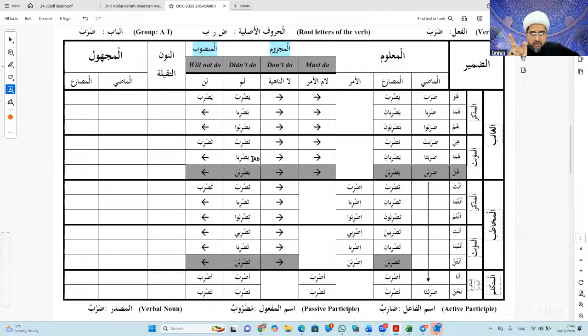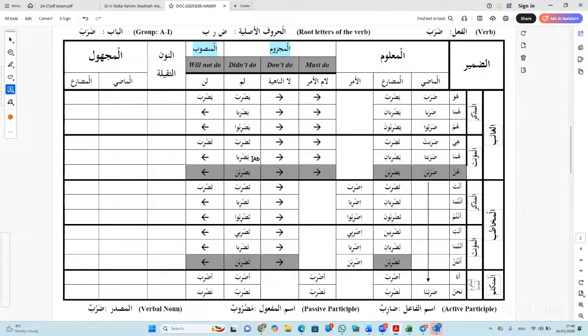And then la tadrib, you should not hit. Correct. La tadriba, you both should not hit. La tadribu, you all should not hit. La tadribi, you girl should not hit.